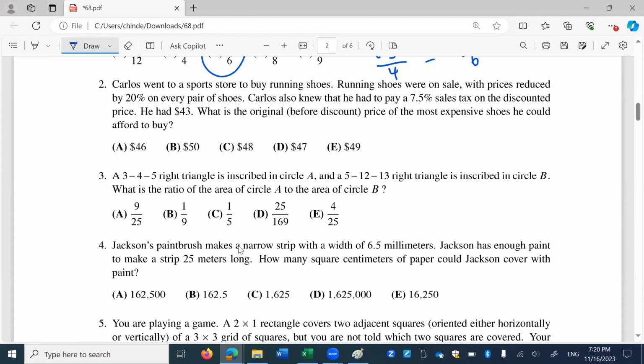Carlos is buying shoes. Shoes are reduced by 20%, and then there's sales tax. He has $43. So what's the most expensive shoes he could buy? Well, if the starting price is X, first we're going to reduce it by 20%, then we're going to increase it by 7.5%, and that's supposed to equal 43. Now 4 times 1.075 is 4.3, and we'll multiply both sides by 5. And so it looks like X is going to be $50.